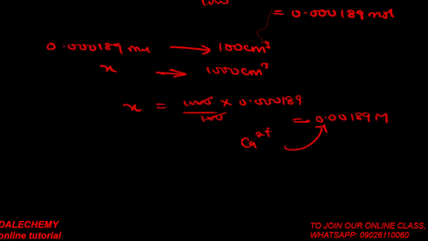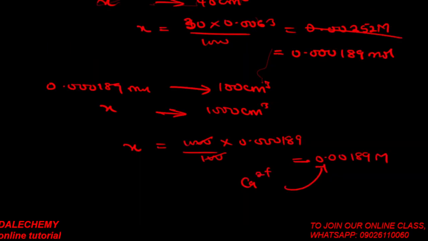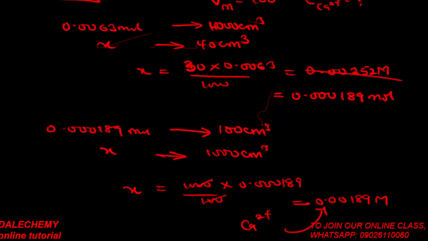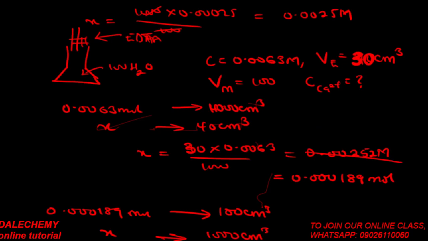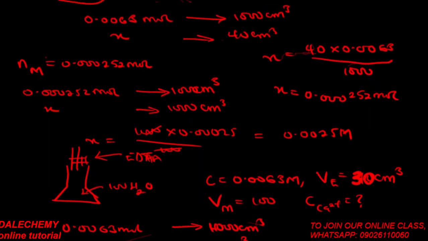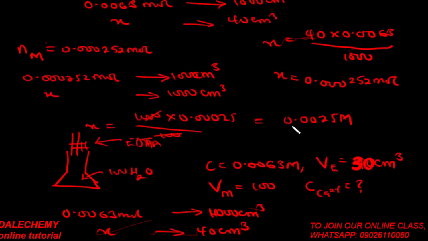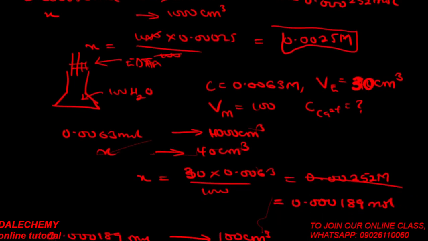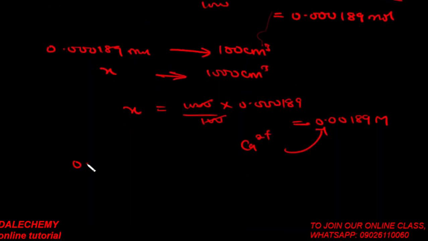So if you want to determine, now the question is: calculate the amount of calcium and magnesium separately in milligram per liter in tap water. Now if you check the previous question, we got this answer for the calcium and magnesium jointly. That is the condition we got, and that is 0.0025 molar for calcium and magnesium.